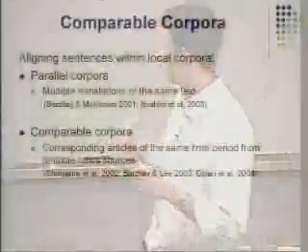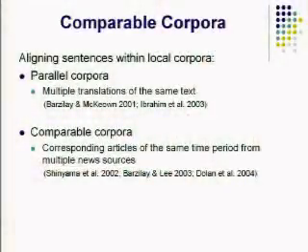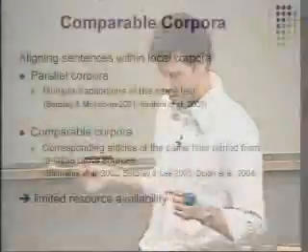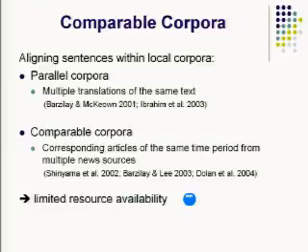Another approach is to use comparable corpora, in the form of different news articles appearing more or less on the same date, and that will bring you quite a lot of articles. But there's still a little bit of a problem of limited resource availability.